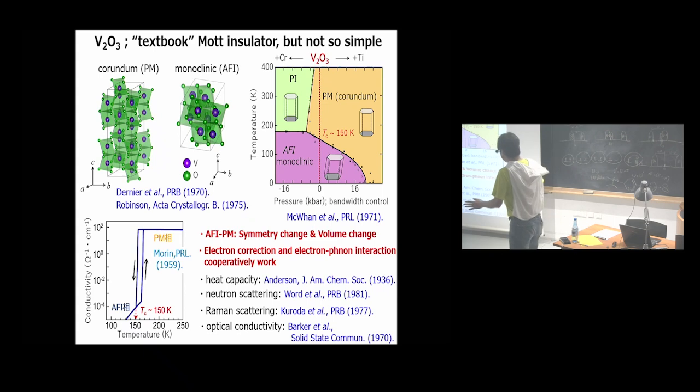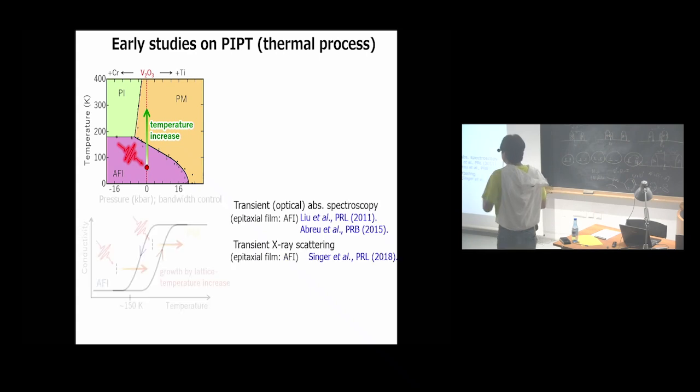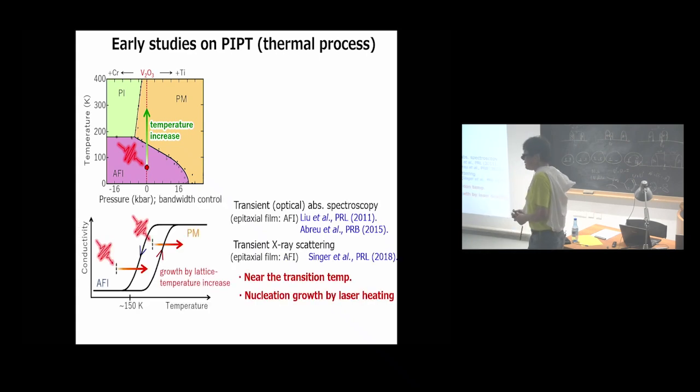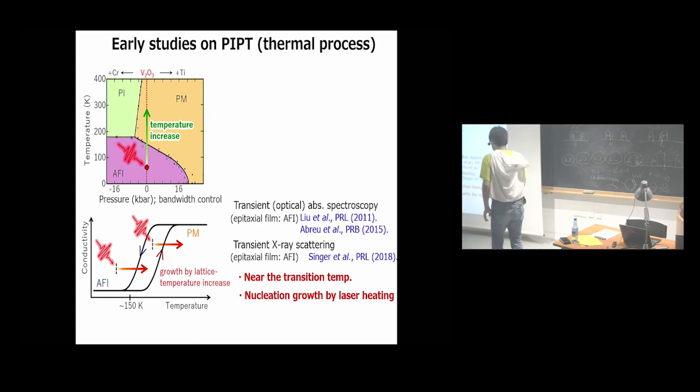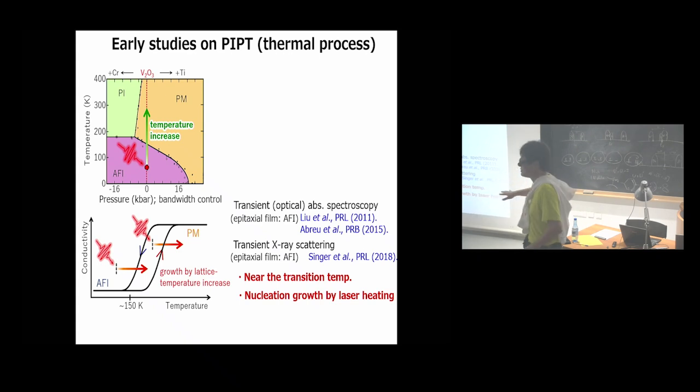In our opinion, such a material is very suitable for considering the cooperative working between the electron correlation and the electron-phonon interaction. There are several studies on this material, of course, with light irradiation. But they have discussed in terms of nucleation growth by laser heating. Actually, they irradiate light just below the phase transition temperature, such as 100 K.